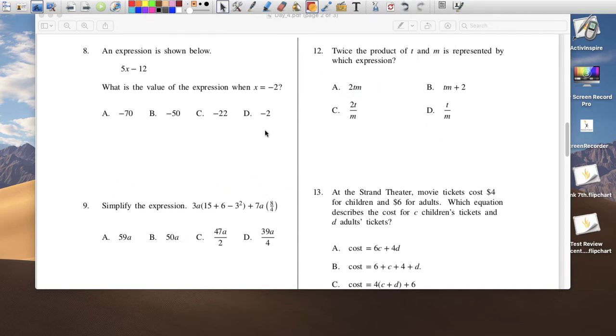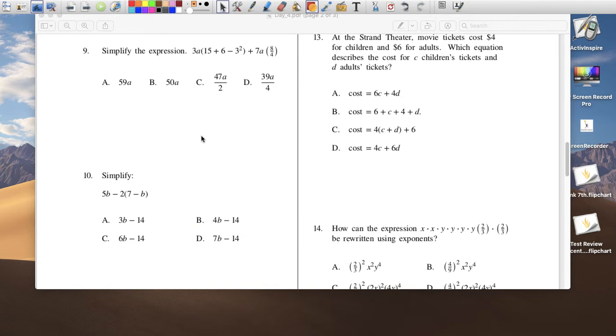Why are these too easy? 9. Simplify the expression. So, long expression. So let's do the distributive property over here. Anytime you have a parentheses, you should take care of that. But before we do that, I'm just going to change the 3 squared here to 9.